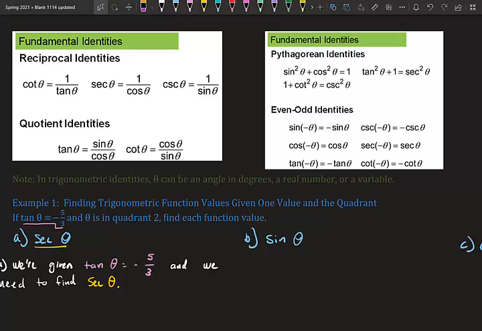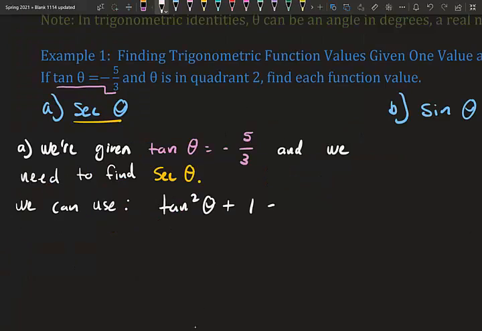So we have tangent. Let's mark off everything with tangent. This has tangent. This is technically tangent because we know the reciprocal is cotangent, so we could use that. And then we need to find secant. So there we go. We're going to use this one right here, because we have tangent and we need to find secant. So we have 2 pieces out of the 3. So that's what we're going to use. Tangent squared theta plus 1 equals secant squared theta.